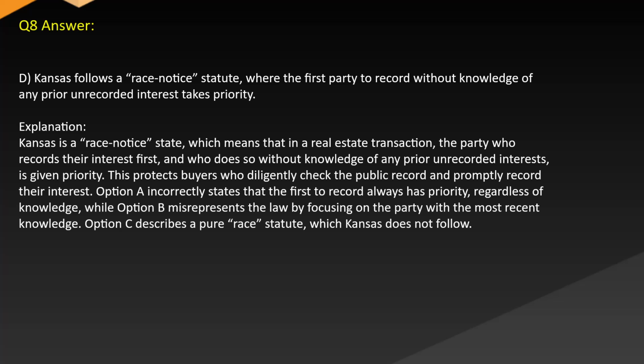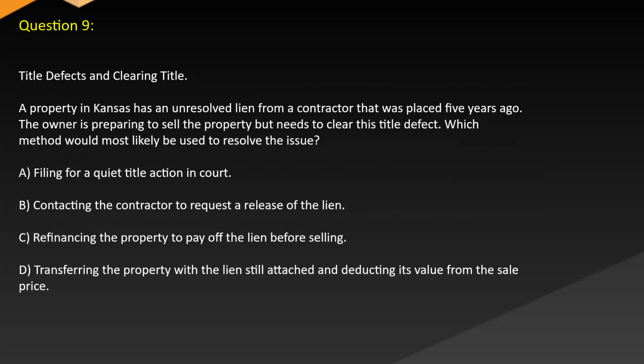Option C describes a pure race statute, which Kansas does not follow. Question 9. Title defects and clearing title. A property in Kansas has an unresolved lien from a contractor that was placed 5 years ago. The owner is preparing to sell the property but needs to clear this title defect. Which method would most likely be used to resolve the issue?